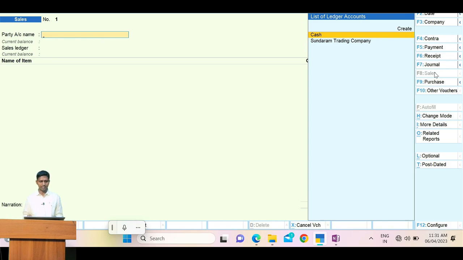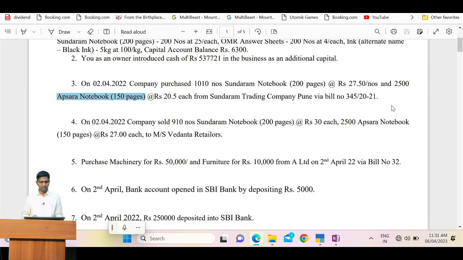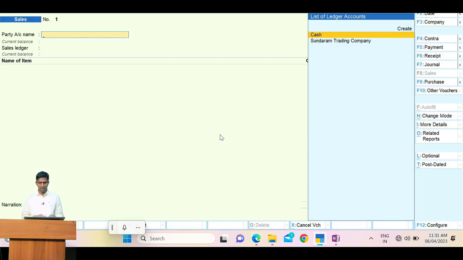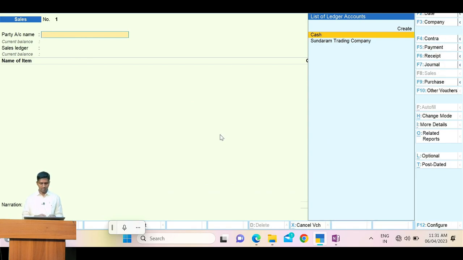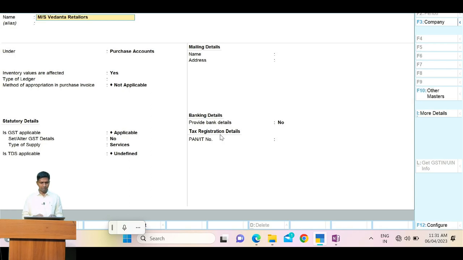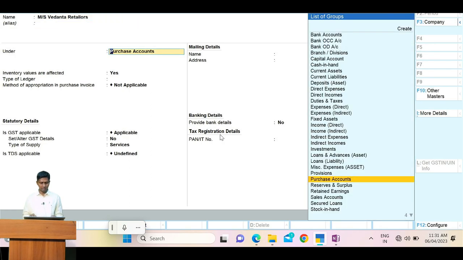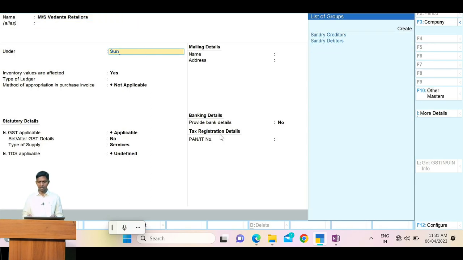Then here Tally is asking me the party name first. Provide the party name. We have sold this to Messrs. Vedanta Retailers. Copy it and then try to paste it. You will not get that party, so press Alt C to create and then paste it. Vedanta Retailers.